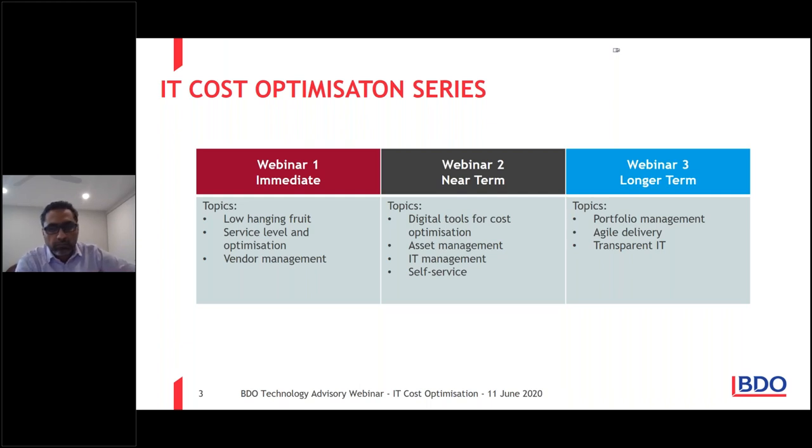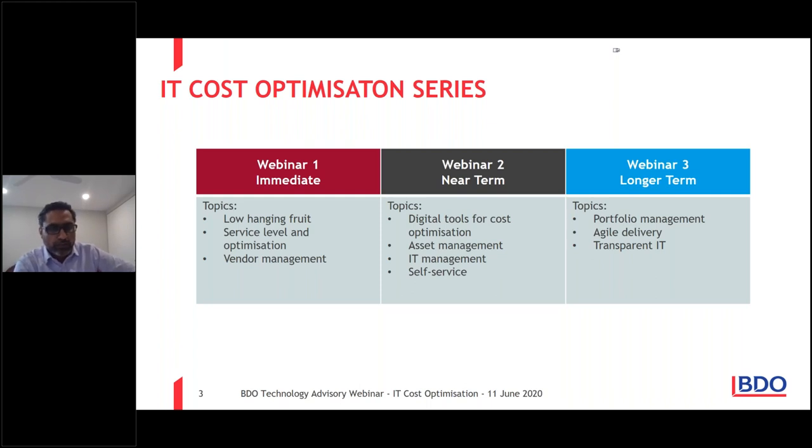So in the near term, 3 to 6 months, we will focus on some of the digital tools that we can leverage for cost optimization: asset management, IT management, and then the self-service part of it. And then in the last one, which is a little bit of the 6 month plus type of activities, we'll talk about portfolio management, agile delivery, and transparent IT.